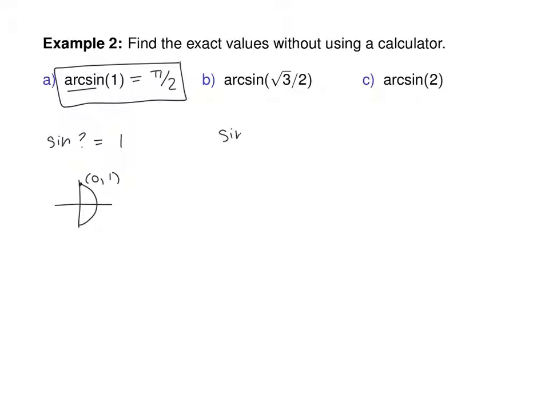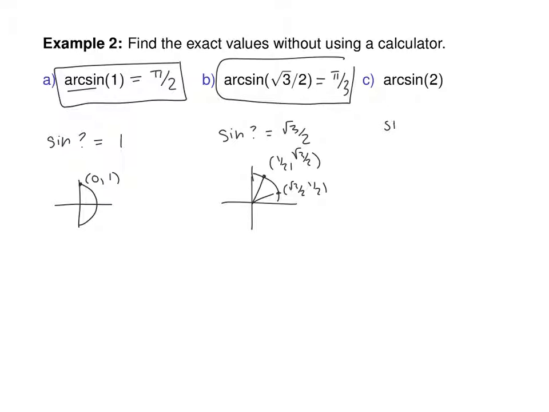Okay, when is the sine equal to root 3 over 2? Pi over 3, awesome. Yeah, because at pi 6, the coordinates were root 3 over 2, 1/2. And at pi thirds, they were 1/2, root 3 over 2. For sine, you're looking at the y, so it's pi over 3. Awesome.